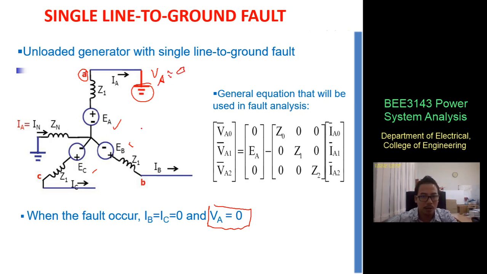VA equals zero means short circuit, while the other two currents, IB and IC, equal zero. So VA equals 0, and IB and IC are both equal to 0. This is the condition of the single line to ground fault. But remember, we have the neutral reactance or impedance Zn here, and IA flows from here.